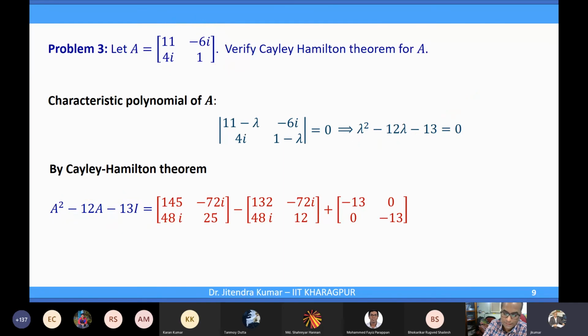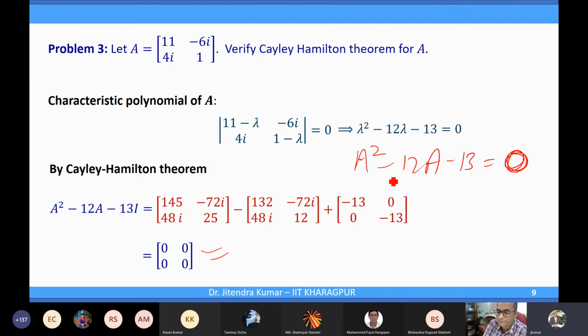Once you compute that, you can verify it later after the lecture is over. You have A square minus 12A minus 13I, and you will realize that everything cancels out and you have only the zero matrix. So A square minus 12A minus 13I will be a zero matrix. That is the Cayley-Hamilton theorem.